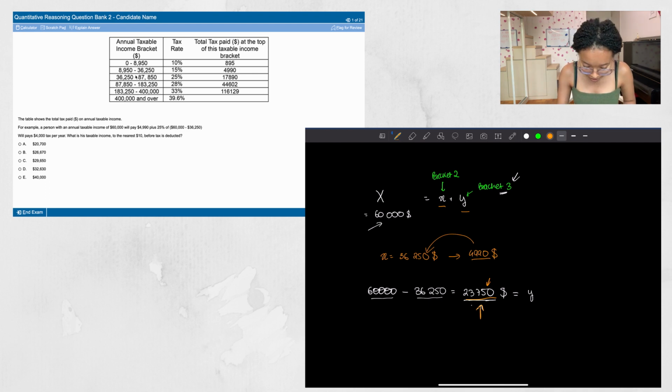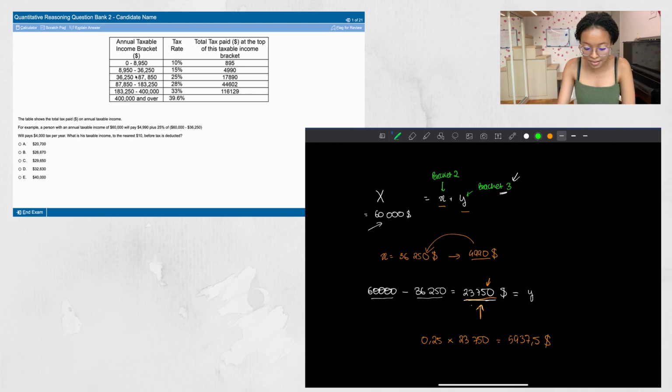So now I have to figure out how much money I need to give away within this bracket. I have to do 0.25 times $23,750, which is equal to $5,937.5.